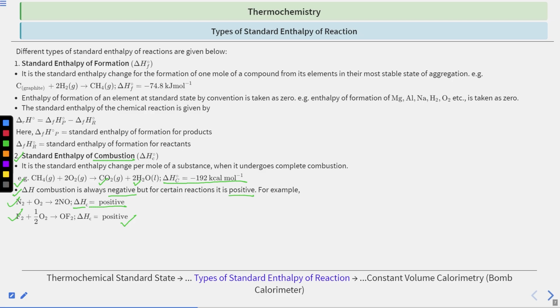Just to represent that this is the enthalpy of combustion. So for both of these reactions, the enthalpy of combustion will be positive. For certain reactions it will be positive; otherwise, it will always be negative.